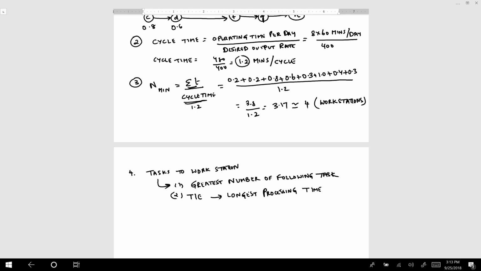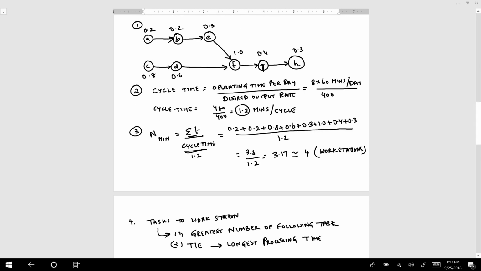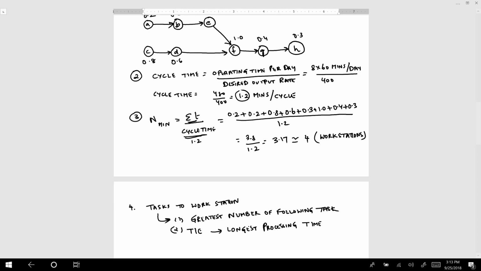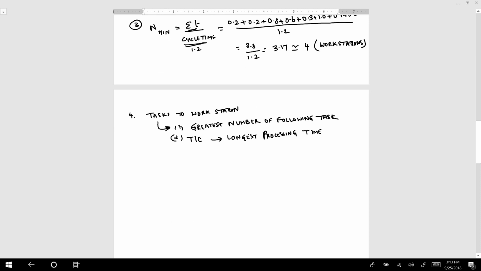So I will try to draw this diagram again for our convenience. So the diagram 1, precedence diagram. This is A, then I have B, I have C, I have D, E, F needs both D and E, and then G needs F and H.